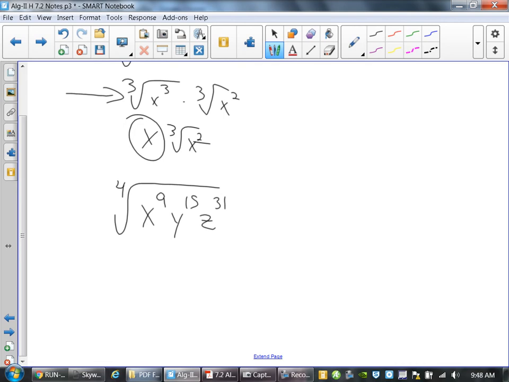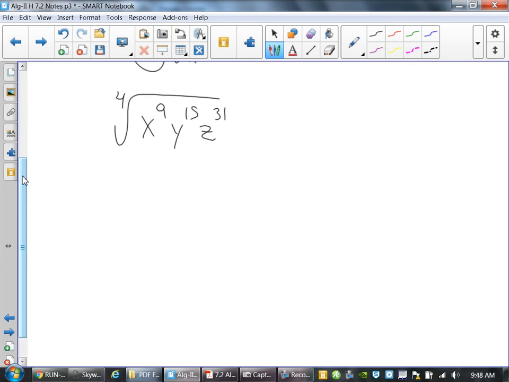All right. 4 goes into 9 how many times? Twice. How many are left over? 1. So that means that 2 x's, an x squared, can come out, and 1 stays in.